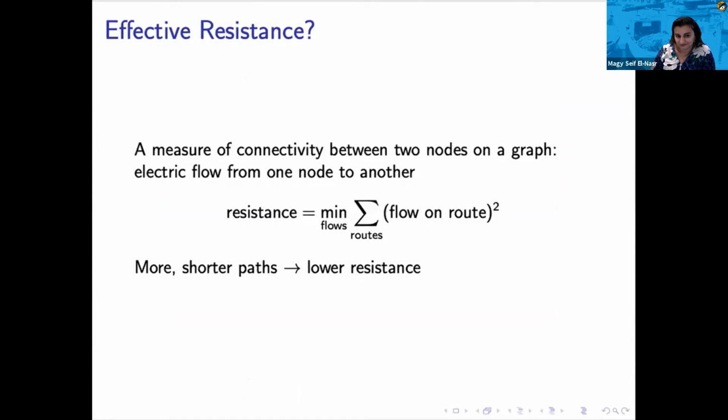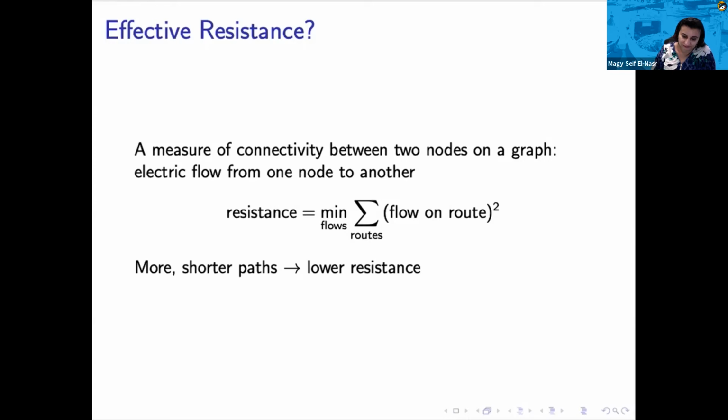The answer that we came up with is effective resistance. Effective resistance is a measure of connectivity between two nodes on a graph. So if we think of the map as a mathematical graph with nodes and edges, then effective resistance is how difficult an electric flow would have to work to get from one node to another. This is the mathematical definition, but what we really care about is the intuition we had earlier, which is that if we have more shorter paths, that means that the resistance is lower, and as we've seen, it's easier to connect this pair of cities. Excellent. So we have effective resistance.